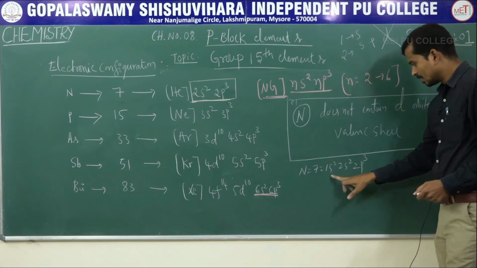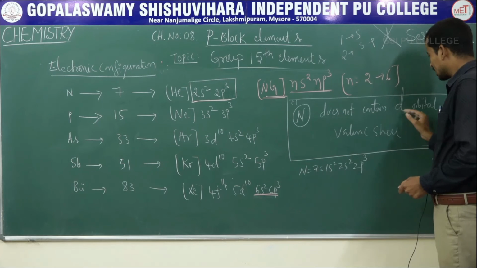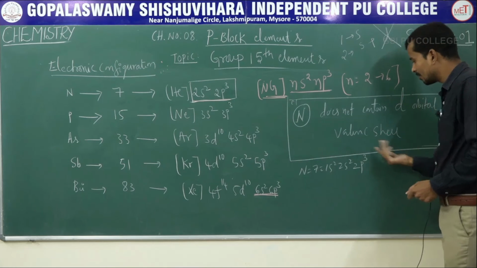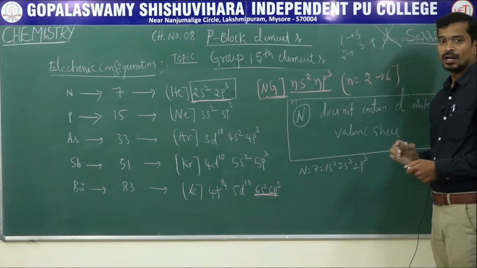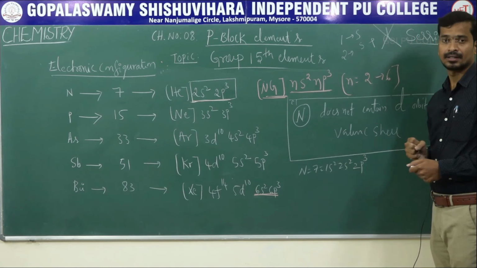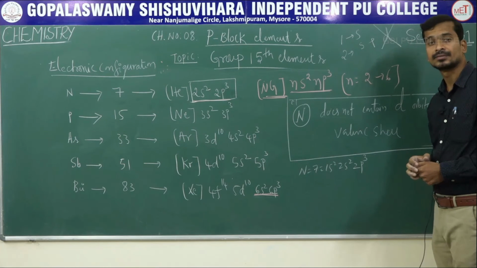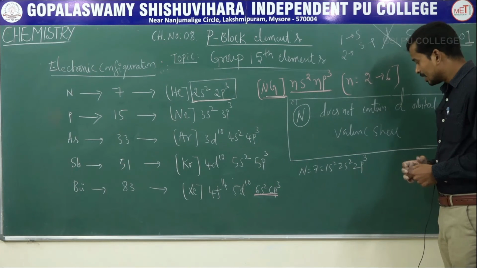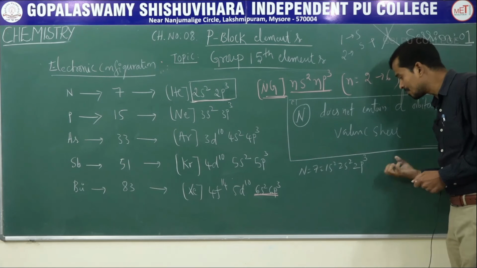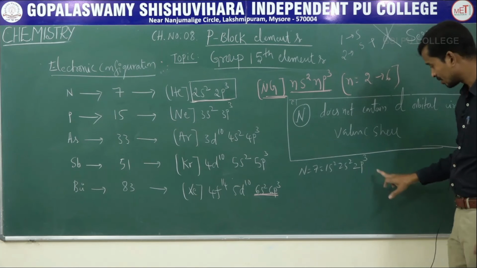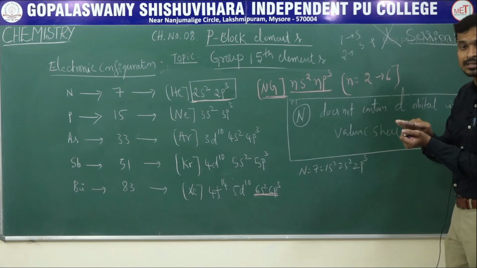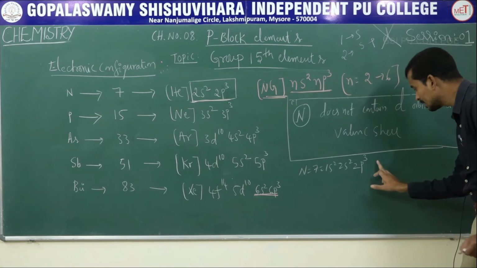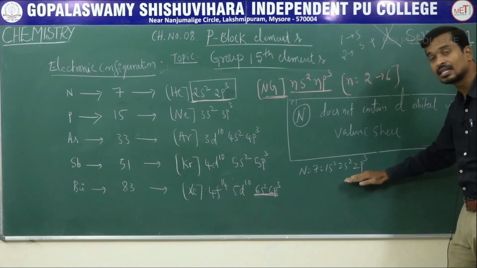Next, nitrogen does not contain d orbitals in the valence shell. Do you understand? Next we say anomalous behavior of nitrogen is due to the absence of d orbitals in the valence shell. Do you understand? In nitrogen the second energy level is the last, there are no d orbitals in the second energy level.